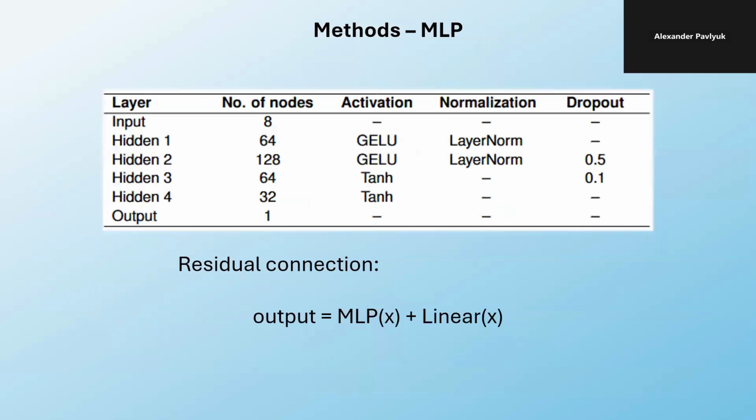The local models are multilayer perceptrons with the structure presented in the table. The maximum number of neurons in the hidden layers is 128. The first two activation functions are GELU, which are a bit more complicated versions of ReLU, for non-linearity. And the last two functions are tanh for the feature standardization. Also, normalizations and dropouts are applied at some hidden layers. And also a residual connection is added to the output.